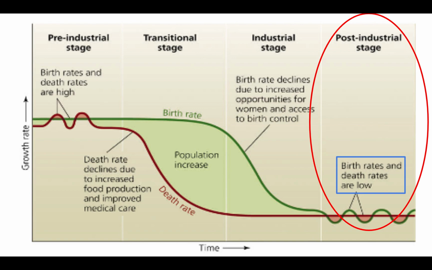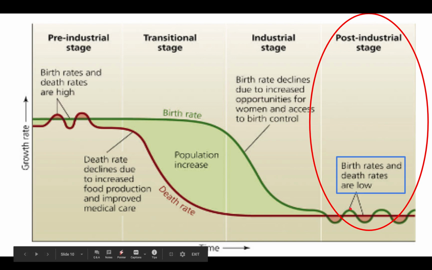Last up is our post-industrial stage. These are countries like the United States, the United Kingdom, Brazil is in the post-industrial stage. This is when your birth rate has finally decreased to match your death rate. So birth rates and death rates are both low. That means that your population isn't changing too significantly. But you'll see here that the birth rate is actually going up and down over time. So that doesn't mean that your population is going to remain level the entire time.